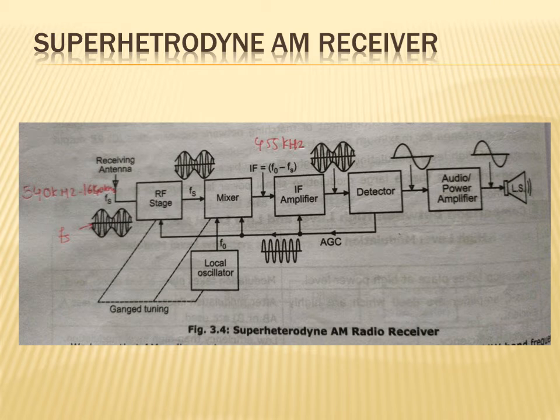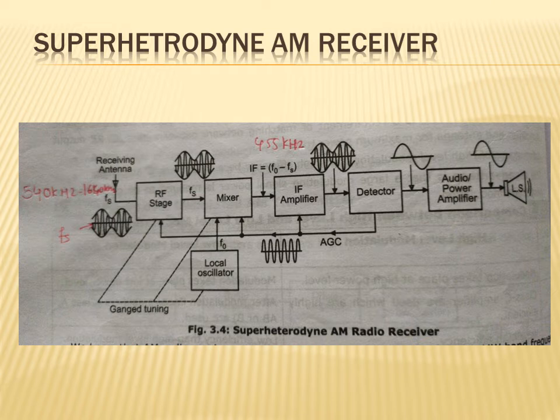Next one is the AGC. AGC means automatic gain control, and it is used to control the gain of IF amplifier and RF amplifier. And the last one is the local oscillator. This local oscillator generates the high frequency carrier signal with frequency FO, and this signal is given to the mixer.